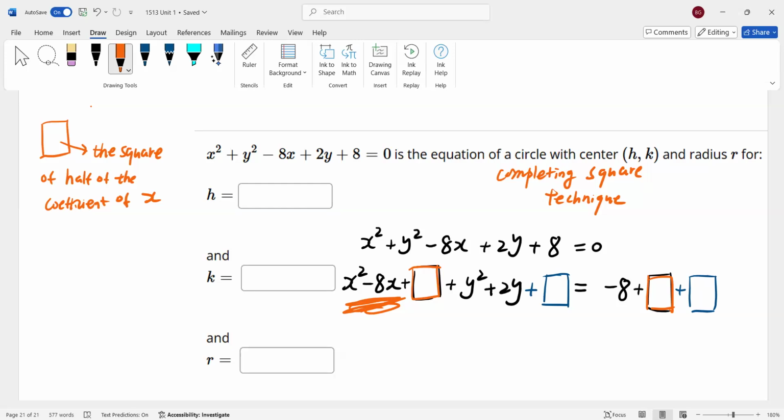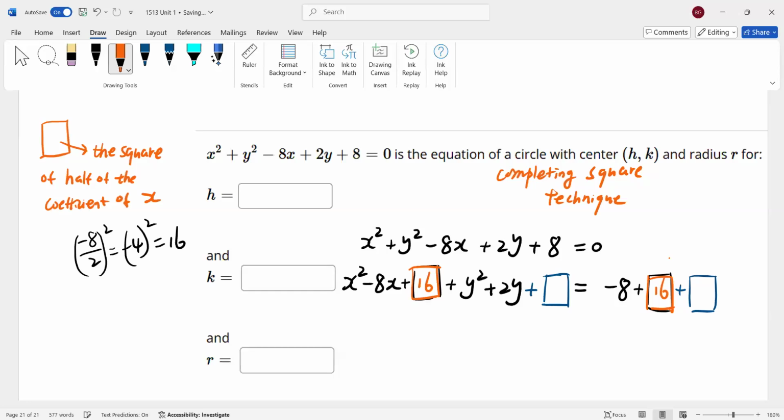-8. Awesome, thank you. -8, okay? And what is half of it? The coefficient of x is -8. What's half of it? -4. -4, very good. And then we raise the -4 to the power of 2. What do we have? 16, right? We have 16. So the number we are going to put in the red box is 16.